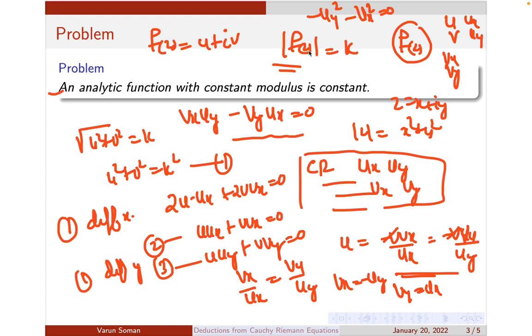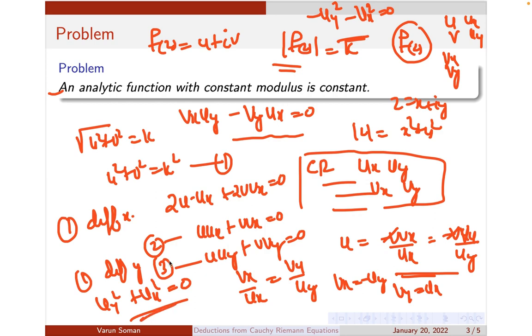Or else you can take in terms of v also. Because uy is equal to minus vx, you can also get it as minus vx square minus vy square is also equal to 0. So anyway you can get it. So from here, now I have got that uy square plus ux square is equal to 0. Okay, I hope it is clear.